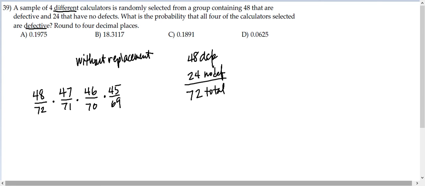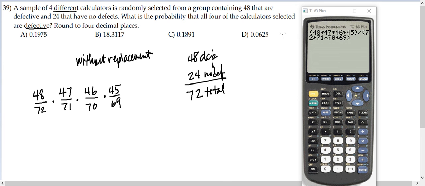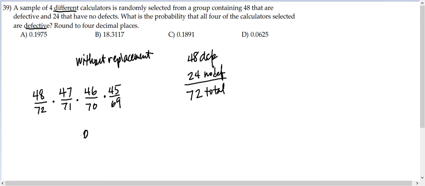So let's get our calculator out. And so you see how I've entered that. I went ahead and put all the numerators together inside one parentheses, and then divided by, and then put all the denominators in one parentheses. And when we do that, we get 0.189.